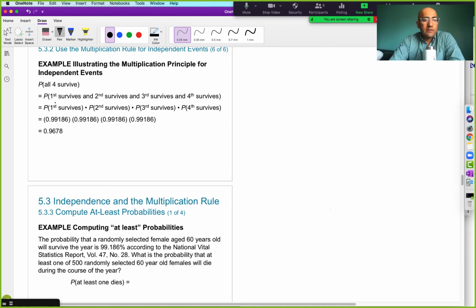All 4 survive is equal to the first one survives, the second one survives, the third one survives, the fourth one survives. Notice the notation is a little bit different. Again, statistics is hard. One of the things that makes it really hard is the notation.